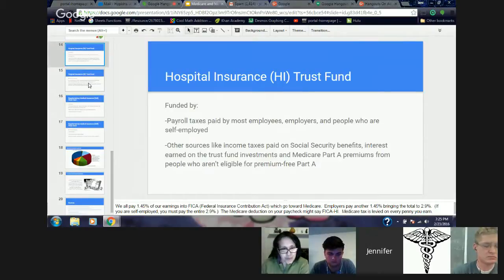Okay, we all pay 1.45% of our earnings into FICA, the Federal Insurance Contributions Act, which goes toward Medicare. If you are self-employed, you must pay the entire 2.9%.